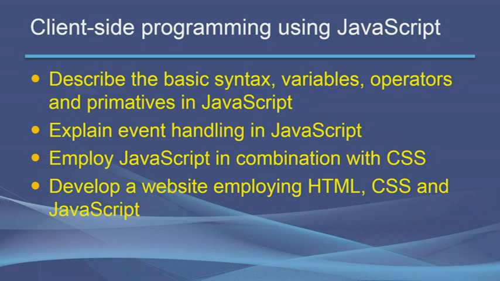The next learning outcome is to employ JavaScript in combination with CSS, so you are able to dynamically change the visual effect of a web application or a website or a web page using both JavaScript and CSS, and of course HTML. And finally, develop a website employing HTML and CSS, which you've already learned, and JavaScript to create a dynamic website. Those are the main outcomes and the ultimate skill that you will need to be able to demonstrate at the end of this course.